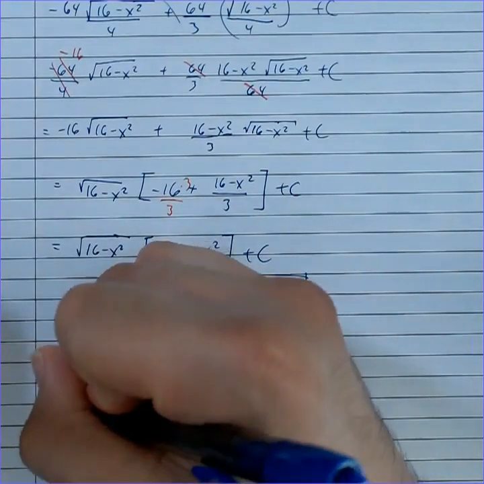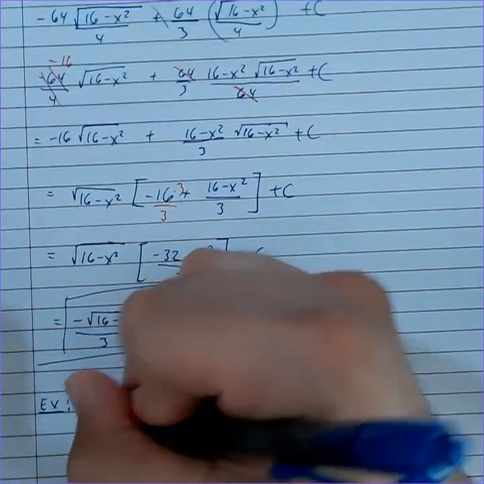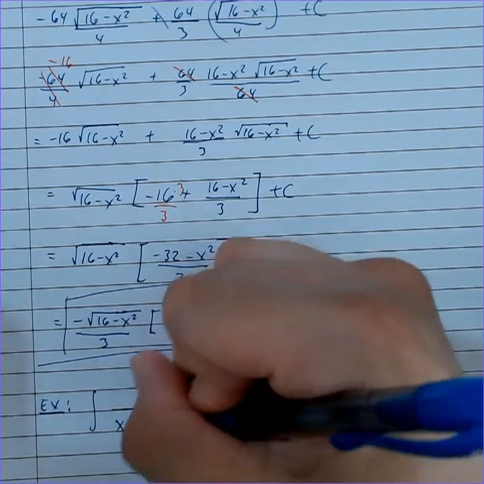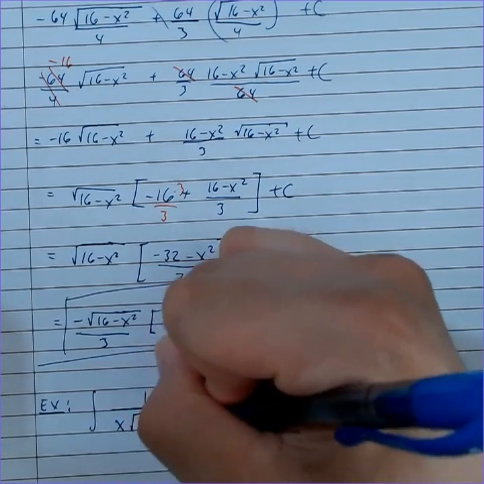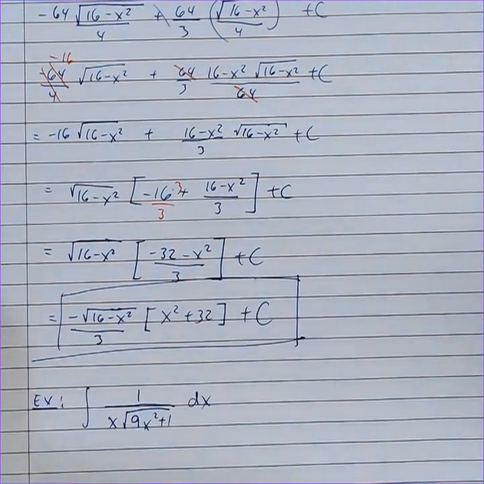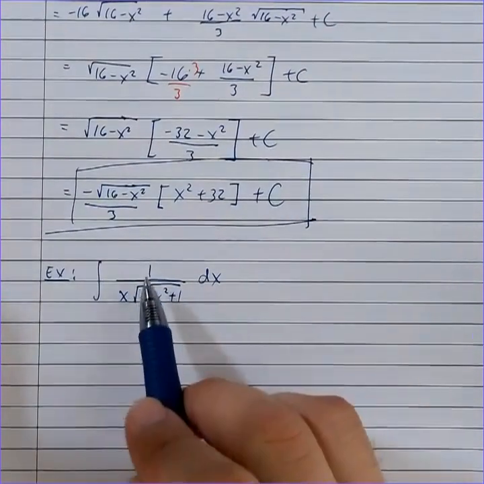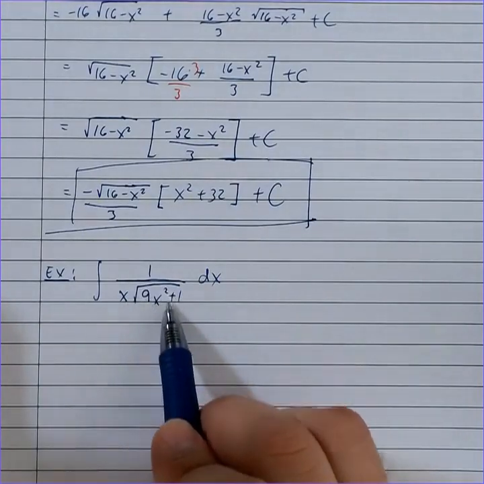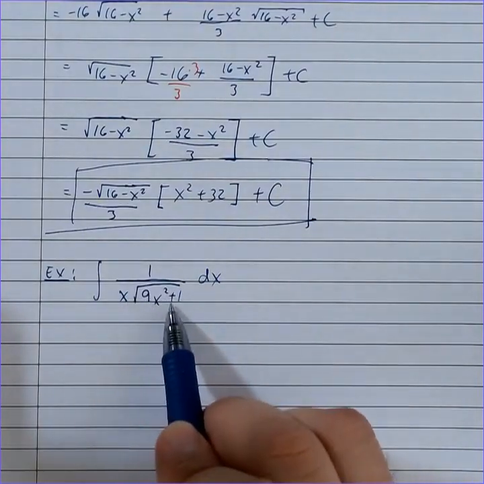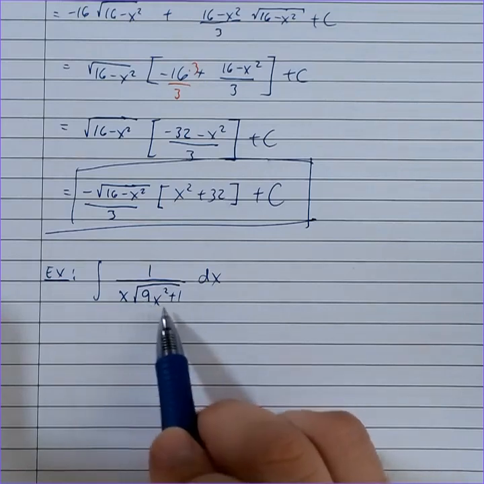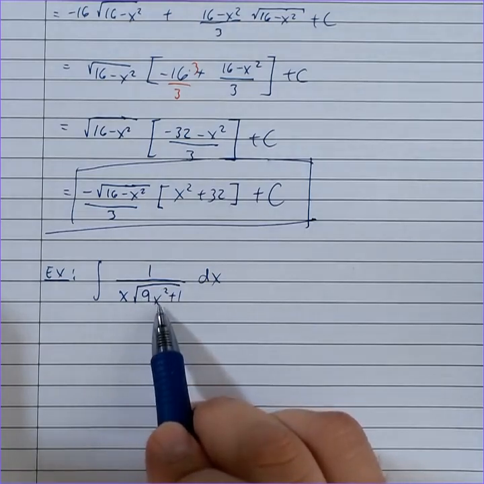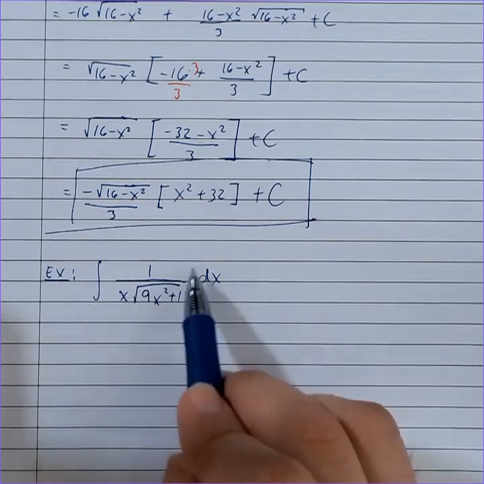Let's try the example, the integral of 1 over x square root of 9x squared plus 1 dx. Okay. If this was all in the numerator, you would just use a substitution. You would take 9x squared plus 1, you call that u. That means the derivative of this radicand would be 18x. So the differential would be 18x dx, and here you have an x dx to work with.